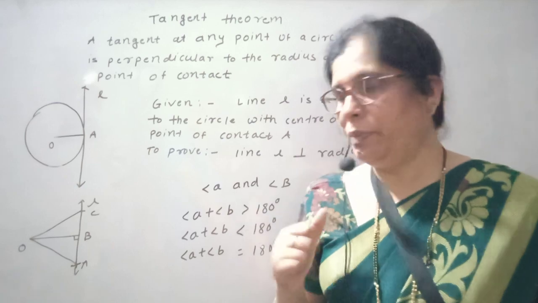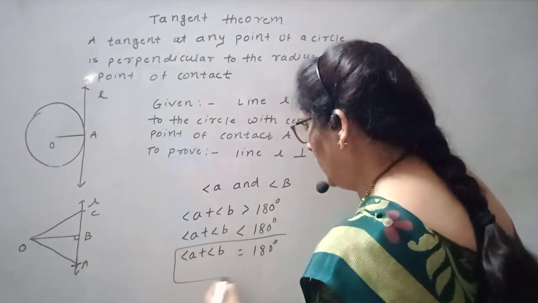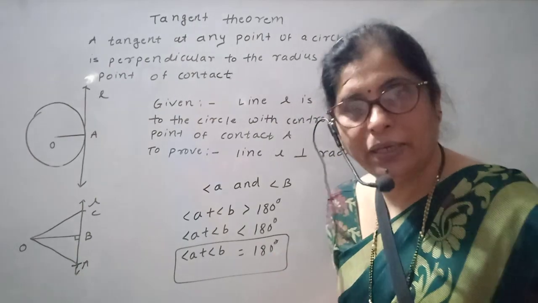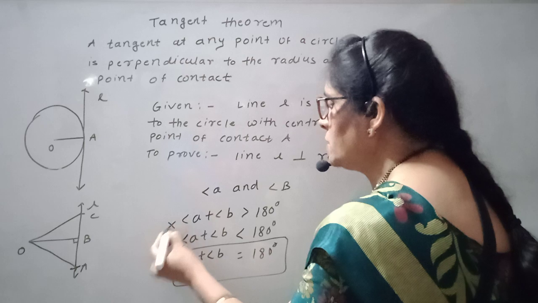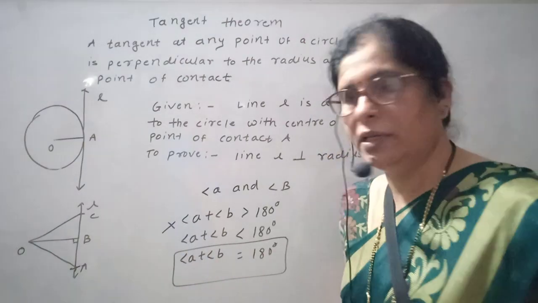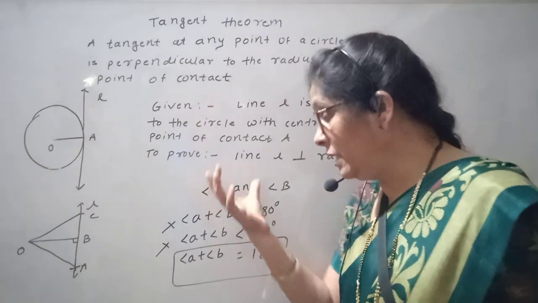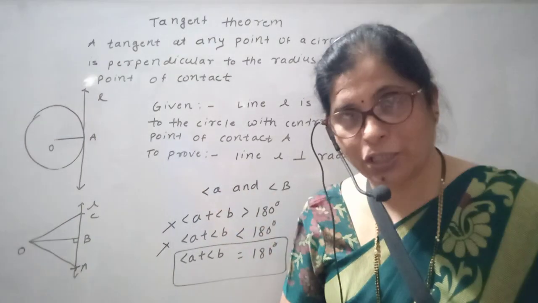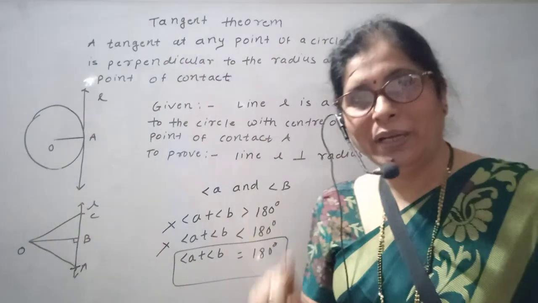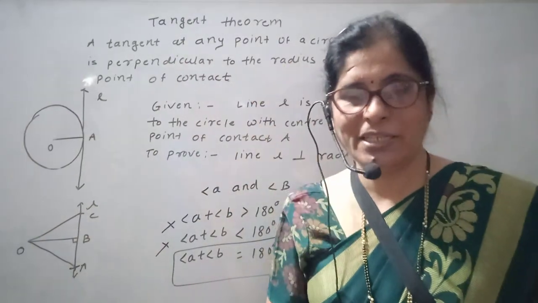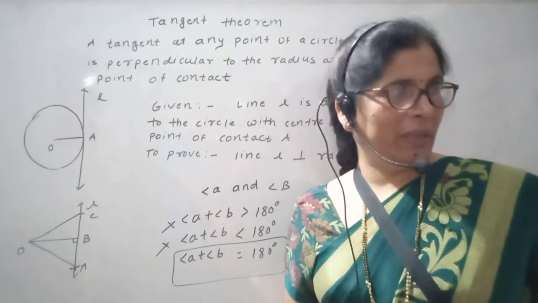In indirect method, if I have to prove that A plus B is 180 degrees, then I will show that A plus B greater than 180 degrees or A plus B less than 180 degrees are wrong assumptions, and hence A plus B equal to 180 degrees is the correct statement. This method is known as indirect method.